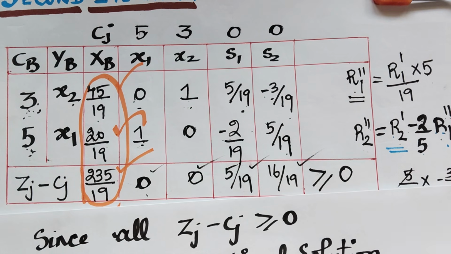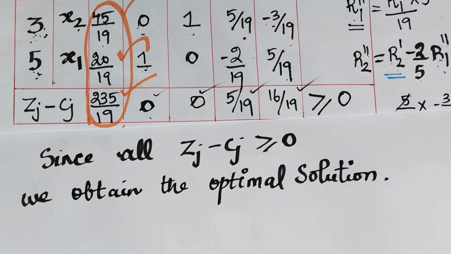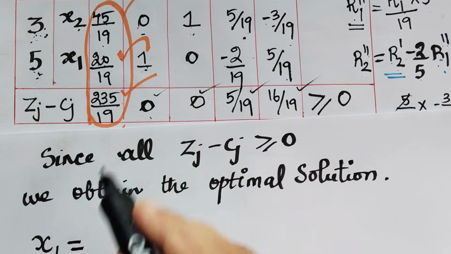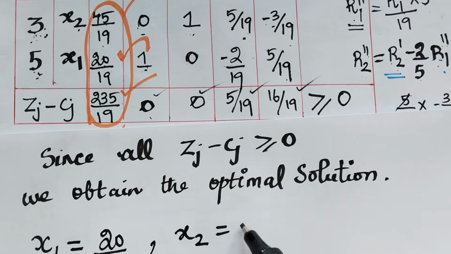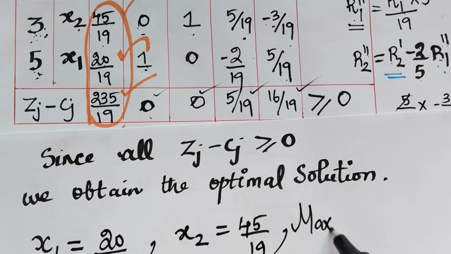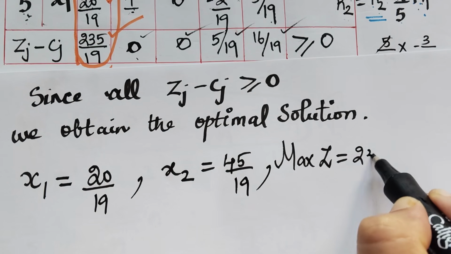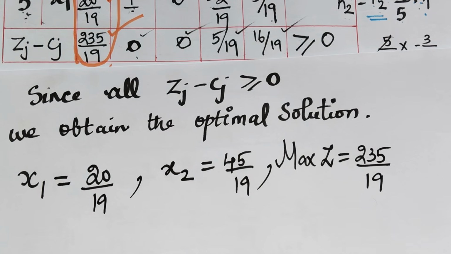Since all Zj minus Cj were greater than or equal to 0, we have obtained the optimal solution, where the value of x1 is equal to 20 by 19. The value of x2 is equal to 45 by 19, and the max value of z is equal to 235 divided by 19. So these are the required optimal solution.